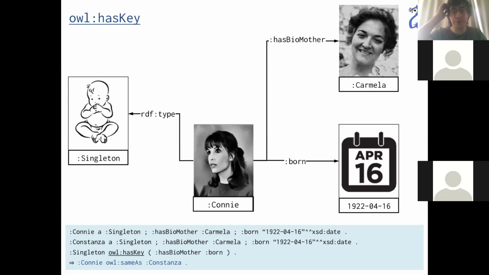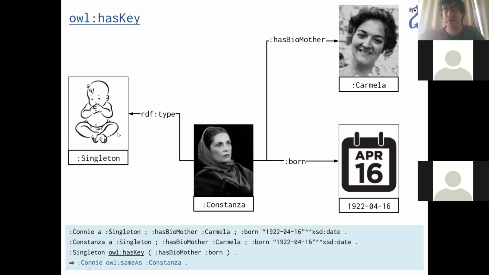Of course, this would not apply if these were twins, right? So for this reason, we have to make sure that they're not an instance of a twin or a triplet. We have to make sure that they're an instance of a singleton. Without this information here, this key would not hold.